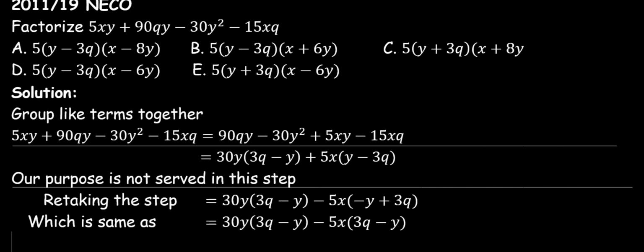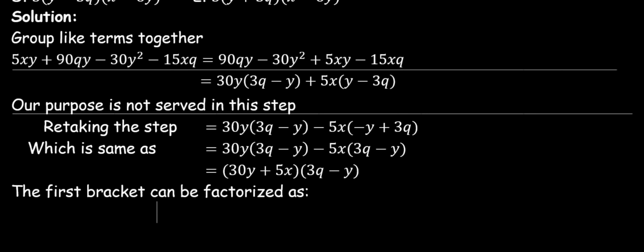So we can factor 30y minus 5x out, and you'll be left with 3q minus y, bracket open and close. The first bracket can be factorized further as we factor out 5 and we have 6y minus x, bracket open and close, 3q minus y. And that gives us our final result.